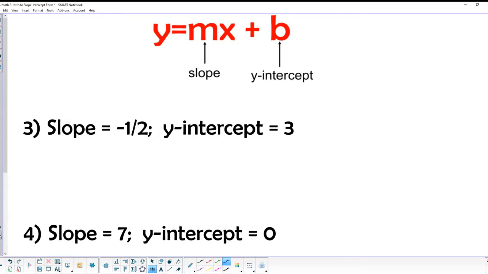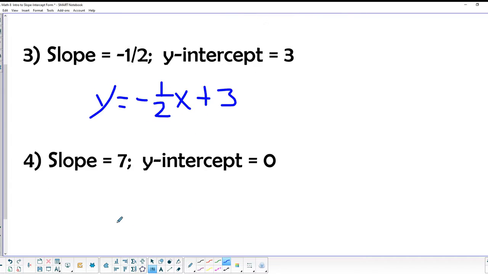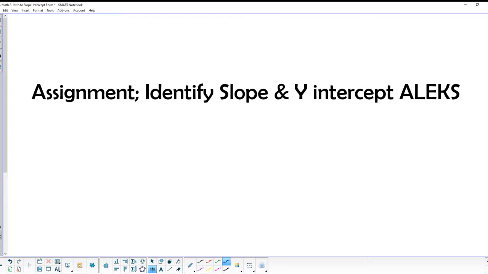Wow, that's kind of easy, isn't it? Let's try this one. y equals -1/2 x plus the y-intercept, which is 3. This number 4, y equals the slope, which is 7, times x, plus or minus whatever reading you have for the y-intercept. In this case, it's 0, so we don't even have to write it.